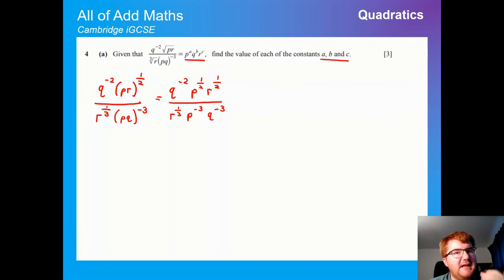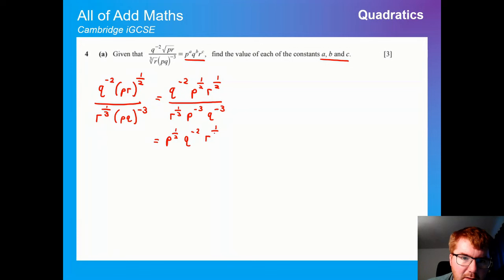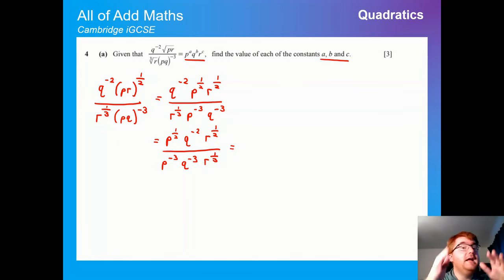Now, to simplify this easily, we're going to put the letters in order. I tend to use alphabetical, but as long as they're in order, that's what's important. So we have p to the power of a half, q to the power of minus 2, r to the power of a half, and then putting the bottom in order, we get p to the power of minus 3, q also to the power of minus 3, and then r to the power of a third. At this point, I can simplify the p, the q, and the r separately, which is the important part here.